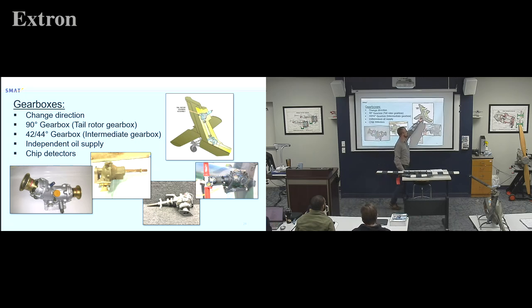Now, if you need to, you may have an intermediate gearbox, because now you want to put the tail rotor further up on the vertical, okay? So we want to put it higher up on the vertical, so you put it way up here. So now we need an intermediate, sometimes referred to as a 42 degree gearbox, okay? So intermediate, just changing directions again.